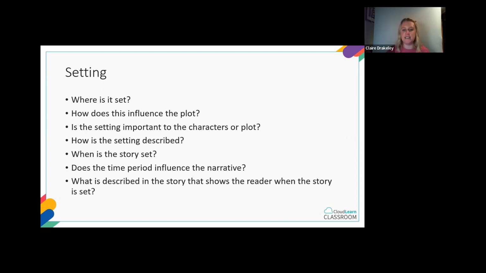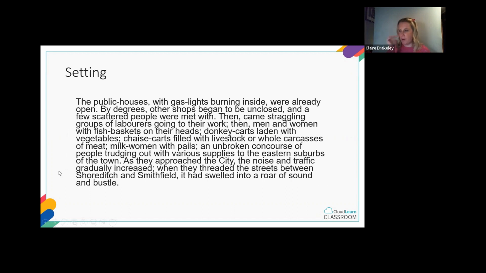So let's take a look now at how we can show the reader our setting without having to state when or where a book is set. So this is a big old bit of writing.